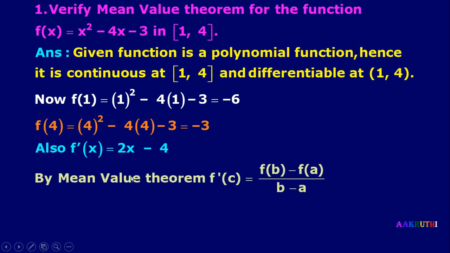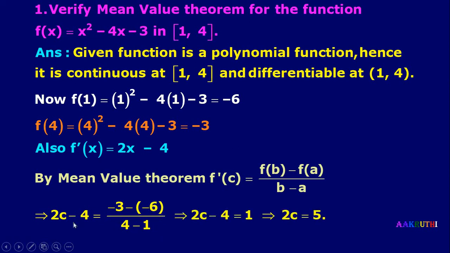Now by the mean value theorem we have f dash c equals f of b minus f of a divided by b minus a. Now here we have f dash x is 2x minus 4. So therefore f dash c is 2c minus 4. In place of x you substitute c. So therefore 2c minus 4 equals f of b, which is minus 3, minus f of a, which is minus 6, divided by b minus a, that is 4 minus 1. So we get 2c minus 4 equal to minus 3 minus of minus 6 divided by 4 minus 1.